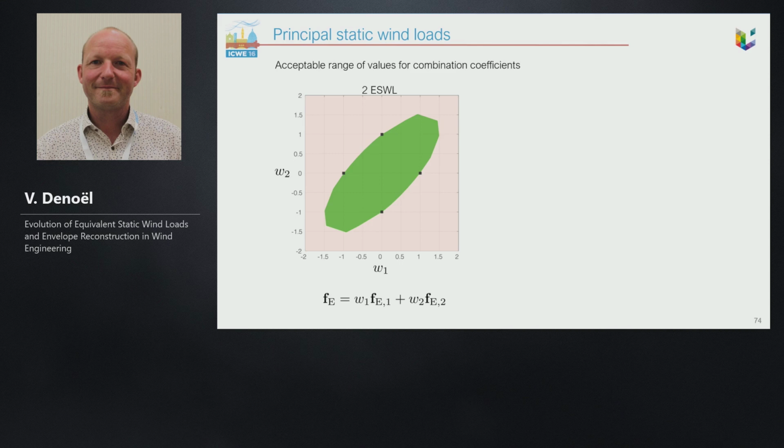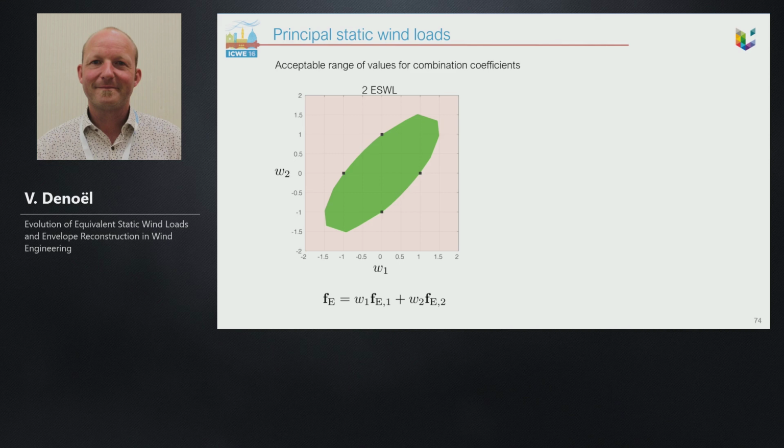Why do I tackle that problem? Because I'm planning to combine principal static wind loads, and to make it simple first, I'd just like to understand how it works when I combine equivalent static wind loads. W1, W2 are those combination factors. They range here from -2 to 2. And what we can say is that at this point, for instance, you see this is 1, 0. It means that we are at the limit of the overshooting of the envelope.